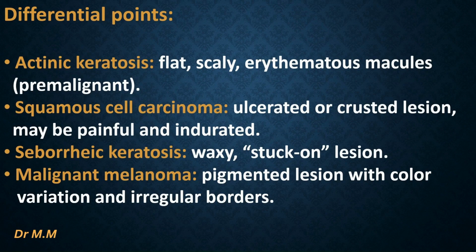Differential points: actinic keratosis is a flat, scaly, erythematous macule and is usually premalignant. Squamous cell carcinoma is an ulcerated or crusted lesion, may be painful and indurated. Seborrheic keratosis is a waxy, stuck-on lesion, and malignant melanoma is a pigmented lesion with color variation and irregular borders.